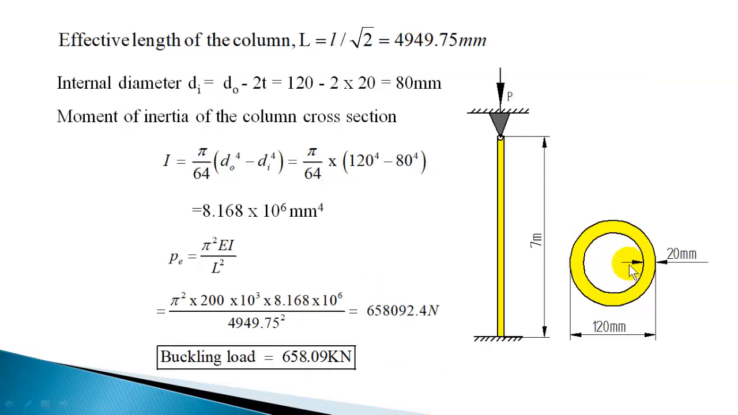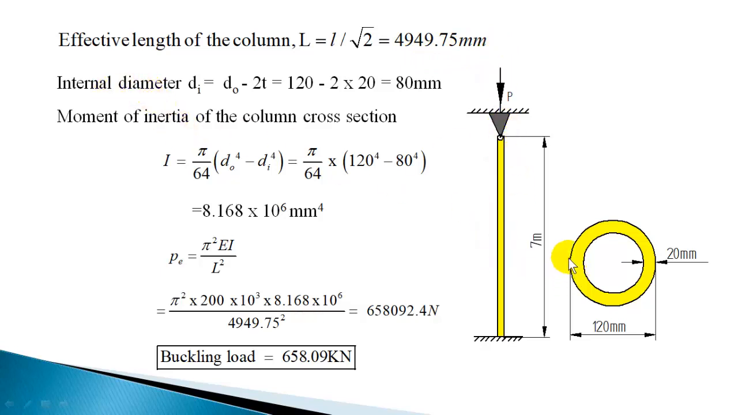Let us work out the effective length of the column for this end condition, one end fixed, other end hinged. Effective length is L by root 2. Length is 7 meter or 7000 mm. 7000 divided by root 2 will give 4949.75 mm. So that is the effective length.